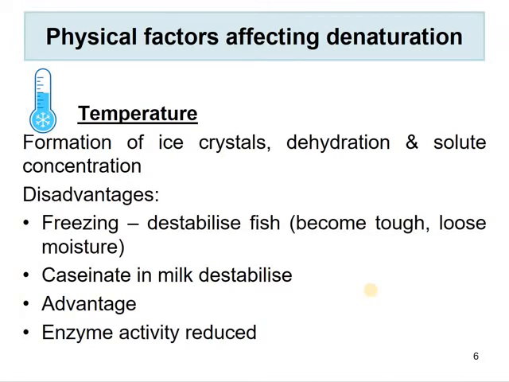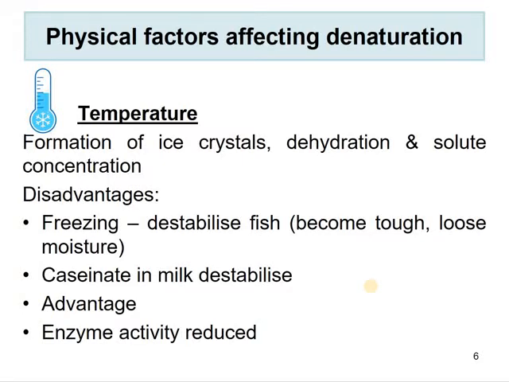And large ice crystals are not desirable because when they form within the food matrices, they puncture the muscles, they puncture the fibers of the food, and in that way they result in texture loss or changes in texture. So that's what happens.